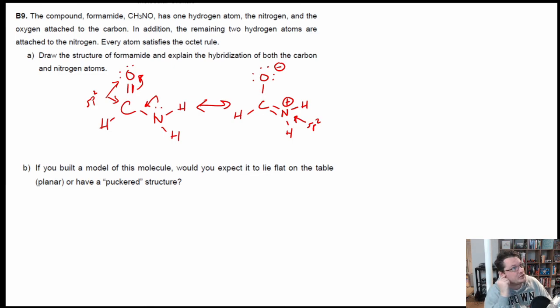And so that's the thing. When you're drawing resonance structures, you have to look into whether or not you can move a lone pair, or you can move a double bond, so that a lone pair comes in and binds to something and forms new interactions in those cases. So, yeah.